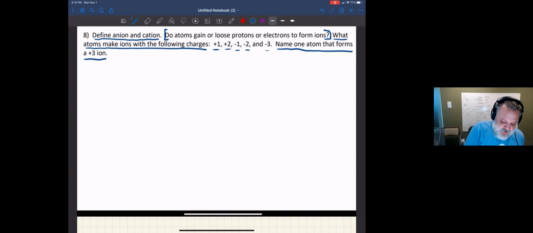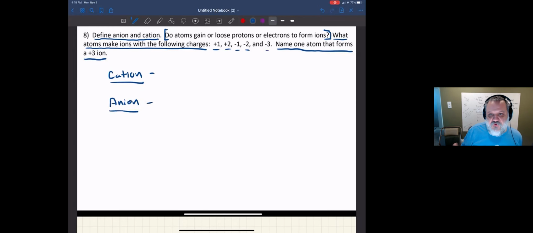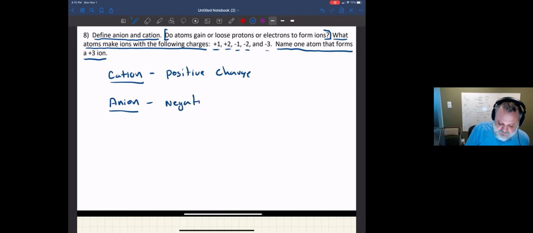So let's do anion and cation. Of course, an ion is anything with a charge, and anion and cation are the two possible flavors of charges. A cation is something that has a positive charge, and an anion is a chemical species with a negative charge.